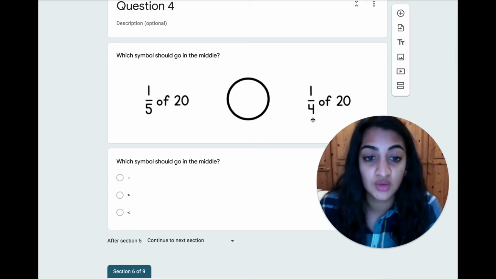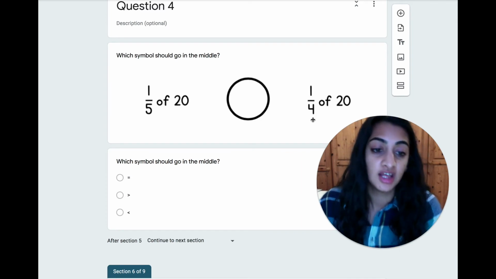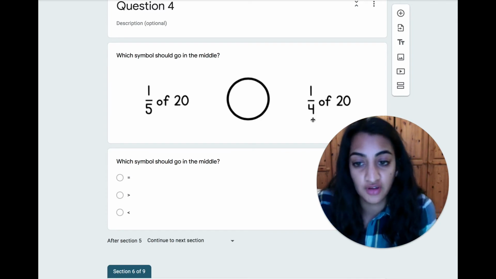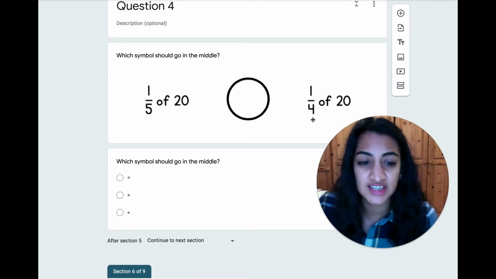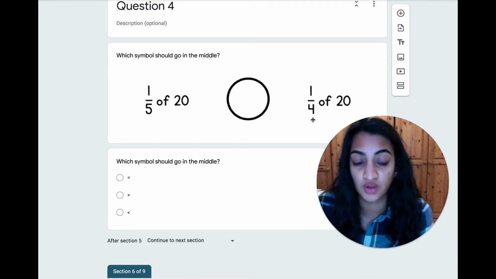Before I can decide which one is going to be bigger or smaller, I might want to do some working out using my method for finding a fraction of an amount. So I'm going to draw it on here and I'm going to show you. So it says 1/5 of 20. How do I find 1/5 of 20?